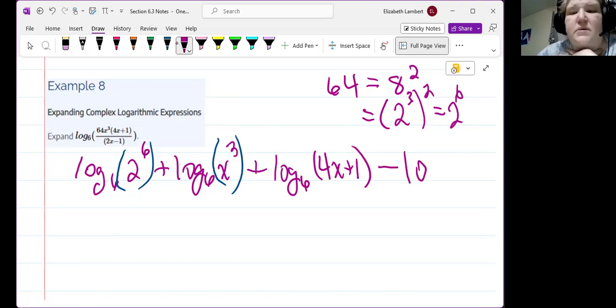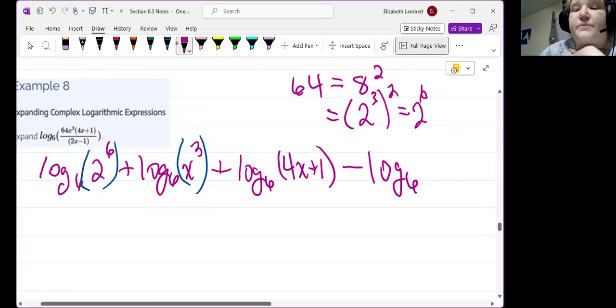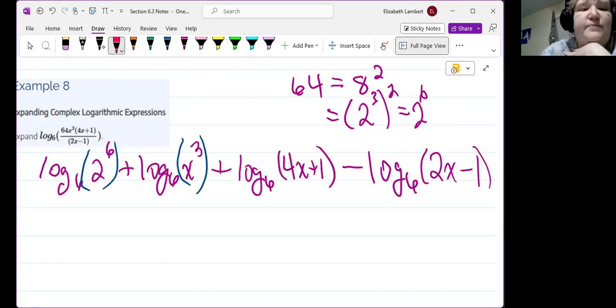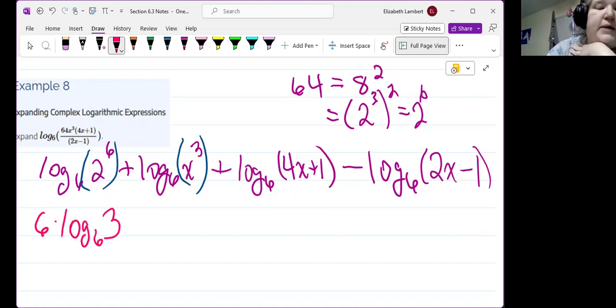Minus, because we still hadn't actually written everything down, we still had that 2x minus 1 from the bottom. Now the only thing left is dealing with those powers. So that log base 6 of 2 to the sixth, the sixth is going to come down, so it'll be in front as a coefficient. So it's 6 times log base 6 of 2.